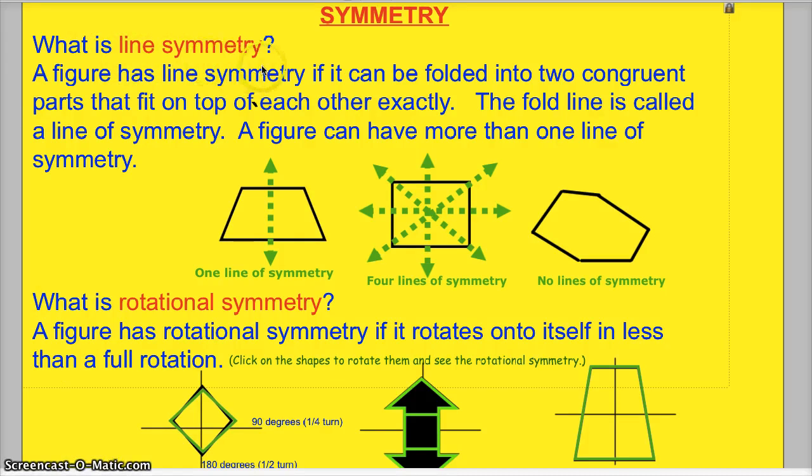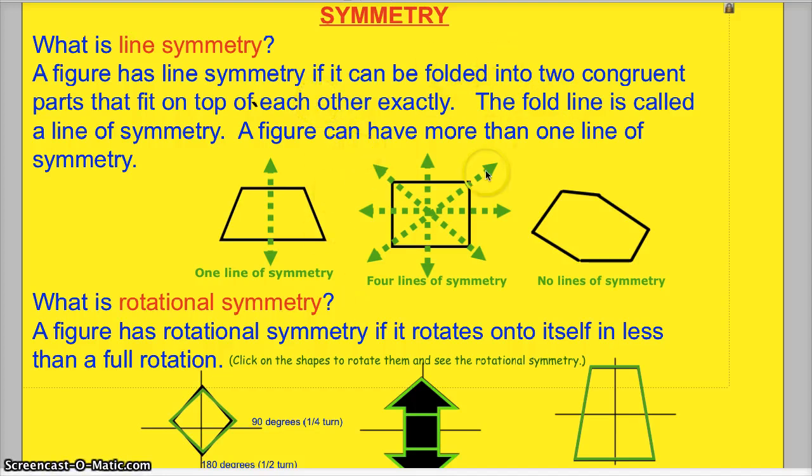One is line symmetry. A figure has line symmetry if it can be folded into two congruent parts that fit on top of each other exactly. Congruent, meaning the same or equal, and the big important thing to remember is it has to fit on top of each other exactly. Cover up each other's sides with nothing sticking out or overlapping. The fold line is called the line of symmetry.